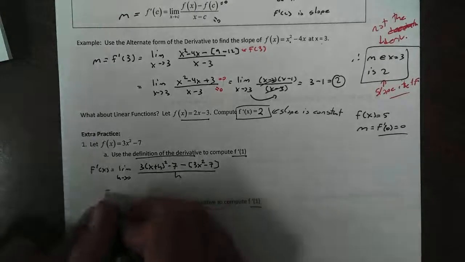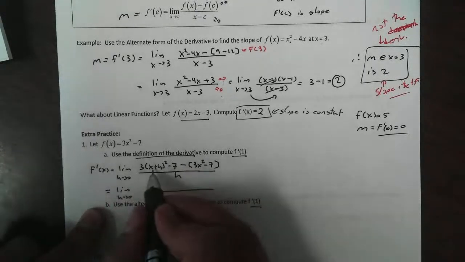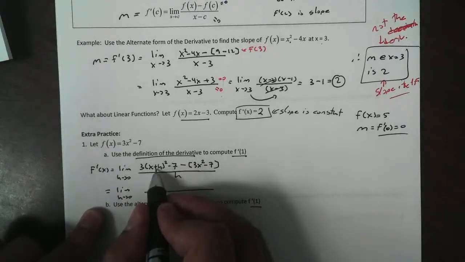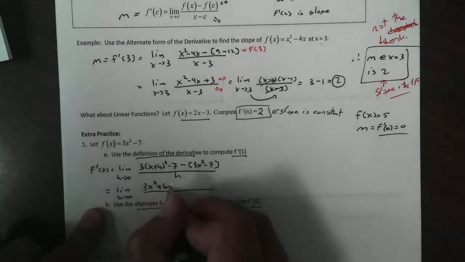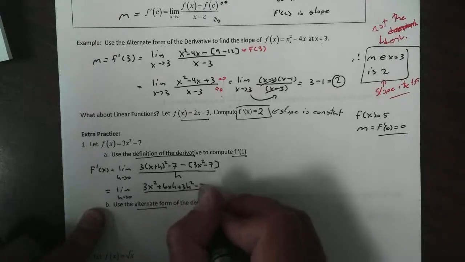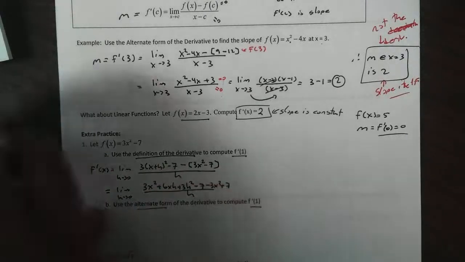If I simplify this, we get the limit as h goes to 0. Now, this is my easy one. This is just x squared plus 2xh plus h squared, but again multiplied by 3. So we get 3x squared plus 6xh plus 3h squared minus 7 minus 3x squared plus 7 all over h.